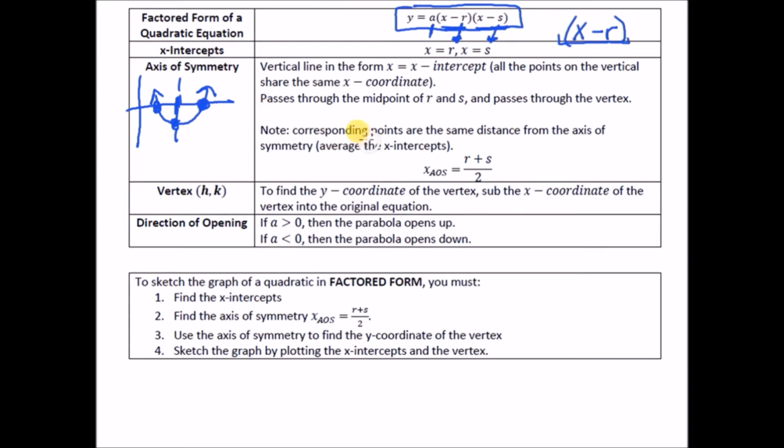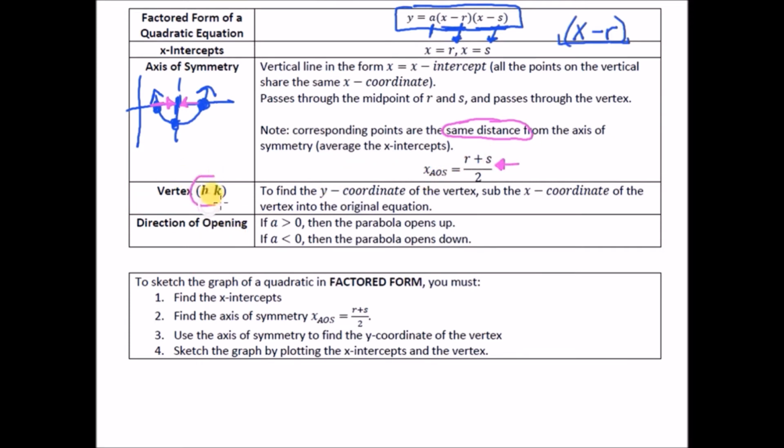Please note corresponding points are the same distance from the axis of symmetry. If we take a look here, and I'm just drawing two arrows in, wherever the points are on the same horizontal, they're going to be the same distance from the axis of symmetry. And that's why we find the average of those two points on the horizontal, or the average of the x-intercepts. That's to find the middle point.